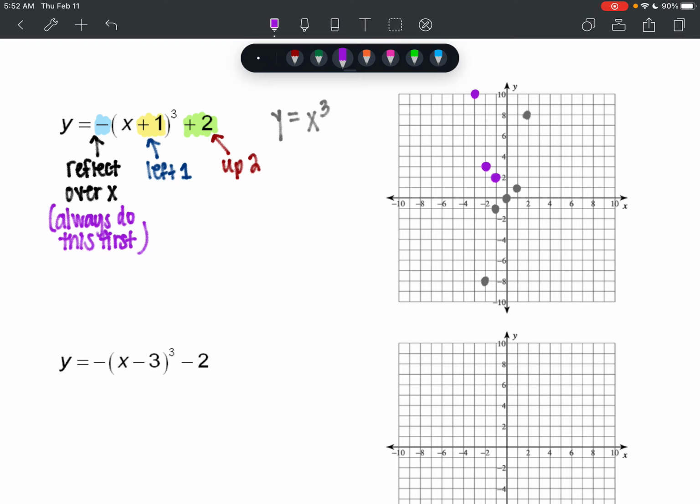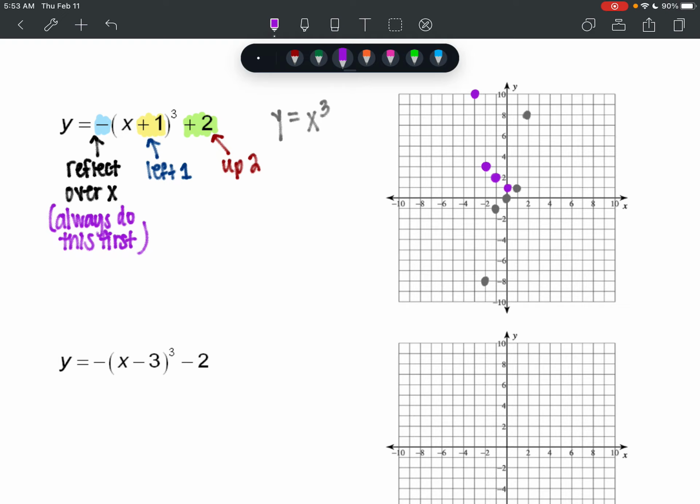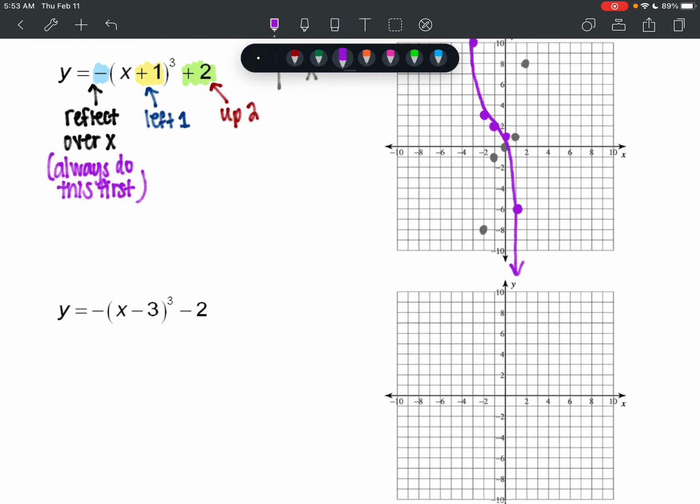And then we have the point at 1, 1. We're going to reflect that over the x-axis and then go left 1, up 2. And then we have our point at 2, 8. We reflect it over the x-axis, and then left 1, up 2. And now we can connect our dots, and we get our graph. I'm going to keep the gray points there just so that you can see them.